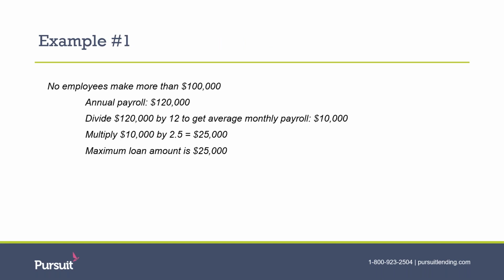We're now going to go through some specific examples so that you can see what happens when we put these numbers to work. So for this example, let's assume that no employees make more than $100,000. When we look at your tax forms and your third-party payroll records, we found that the annual payroll for the company was $120,000. That's step 1. We then are going to divide that by 12 to get our average monthly payroll of $10,000. In this example, the industry was not one of those food service or accommodations, so the average monthly payroll will be multiplied by 2.5 times to get us a maximum loan amount of $25,000.